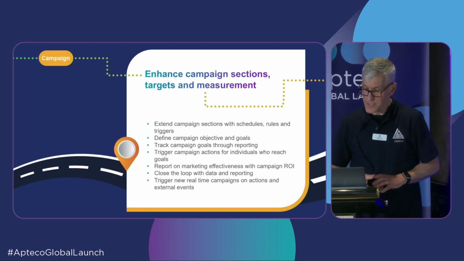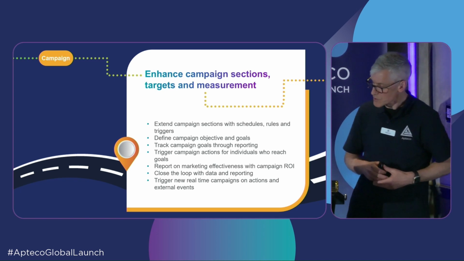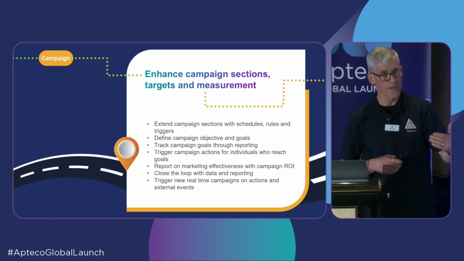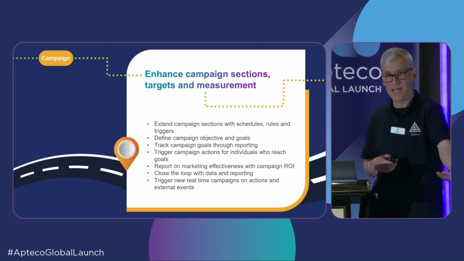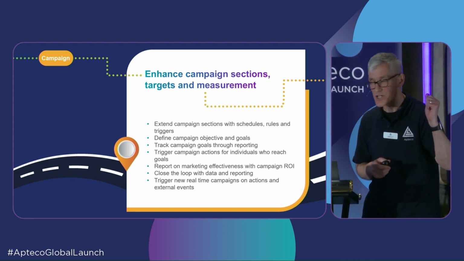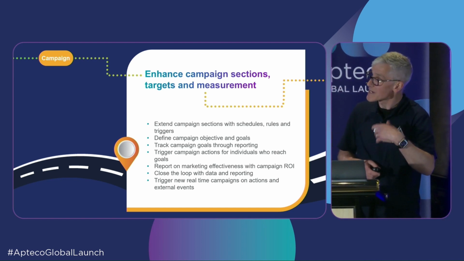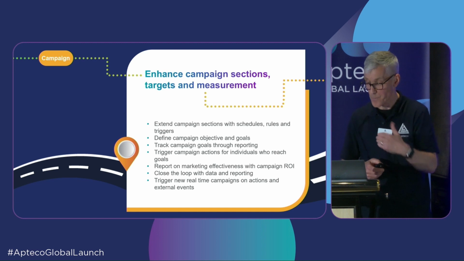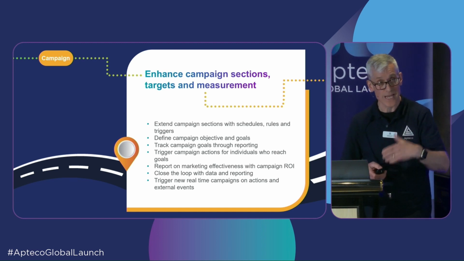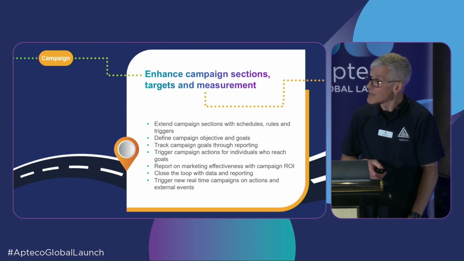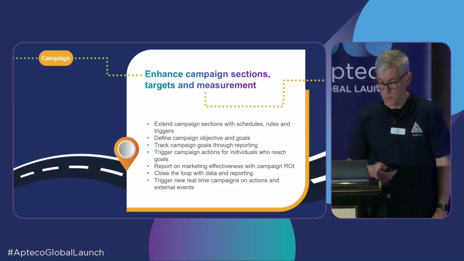And then in the campaign team, extending those campaign sections to have the sort of additional controls I've spoken of, defining objectives and goals for campaigns so that when you have a section that completes a campaign, we can measure it. We can see what the revenue was, we can see what the result was, and then we can trigger campaign actions based on what individuals do, both in the product and what they do on external systems, while producing reports on ROI and closing that loop all the way round.